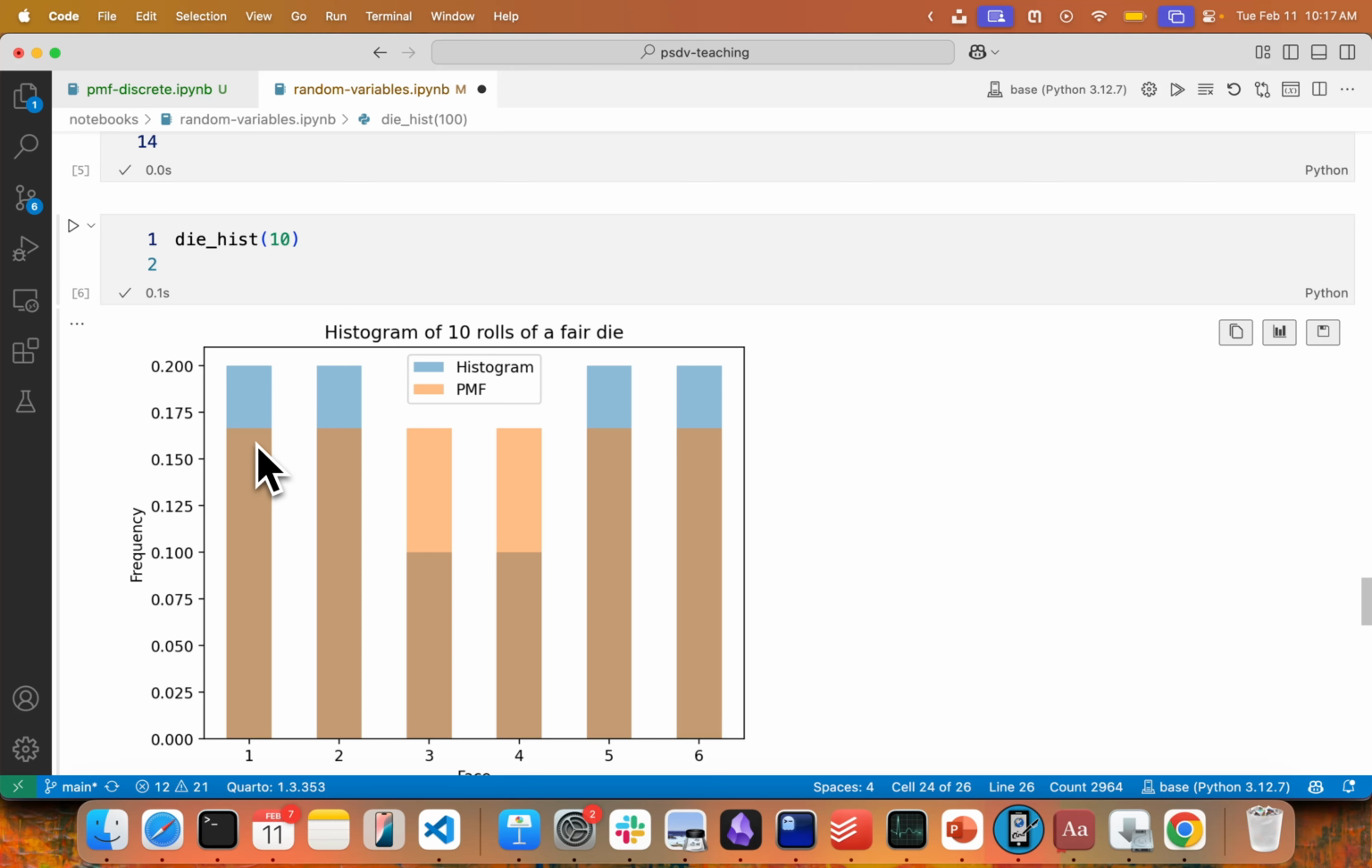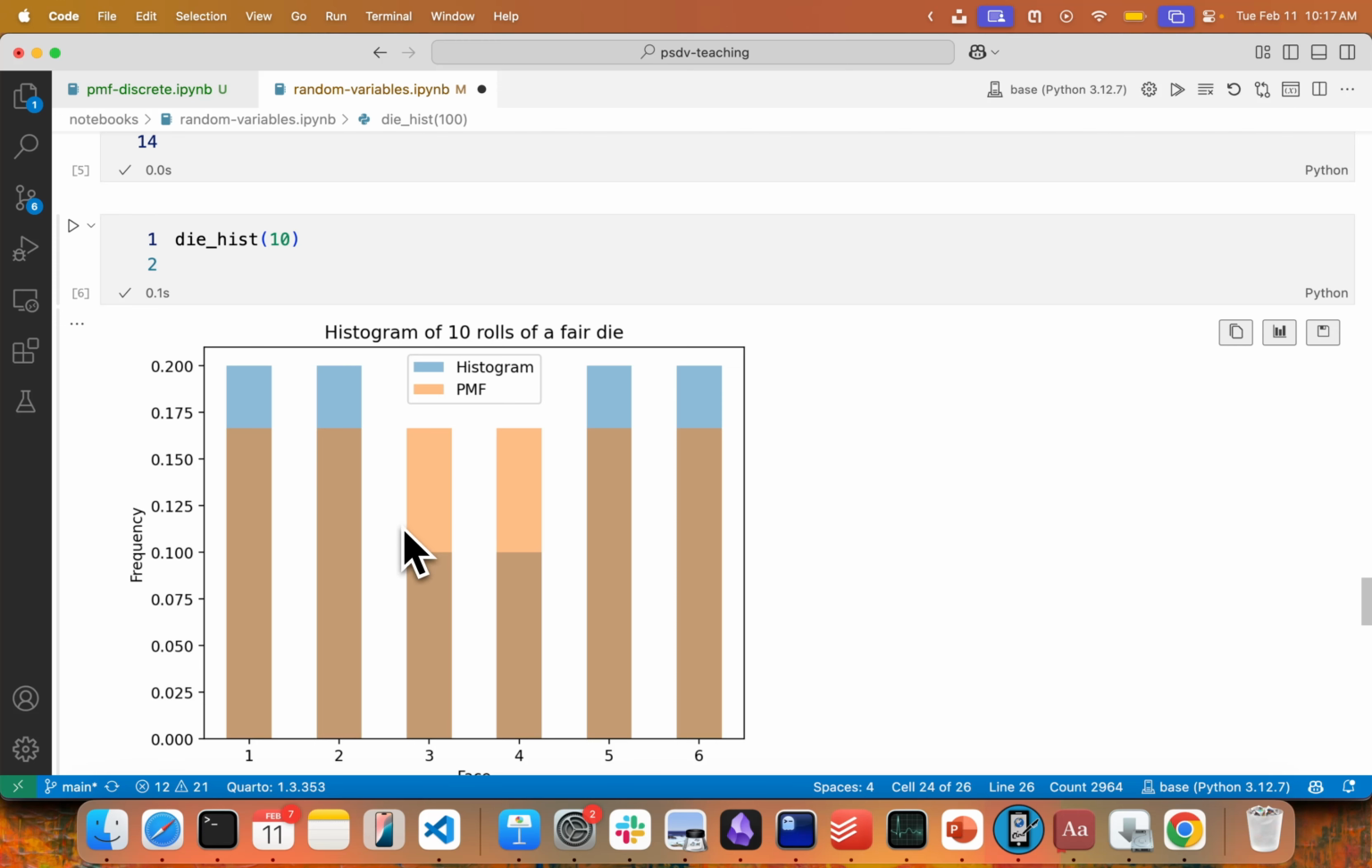We can see that out of the 10 times, 2 times we get a 1, 2 times we get a 2, 1 time we get a 3, and 1 time we get a 4, and sorry, I should be looking at the histogram, yes. So 2 times I get a 5 and 2 times I get a 6. So 2 plus 2 plus 1 plus 1 plus 2 plus 2 is 10. So therefore the counts are correct. Now can you see that there is some gap between the PMF and the histogram?